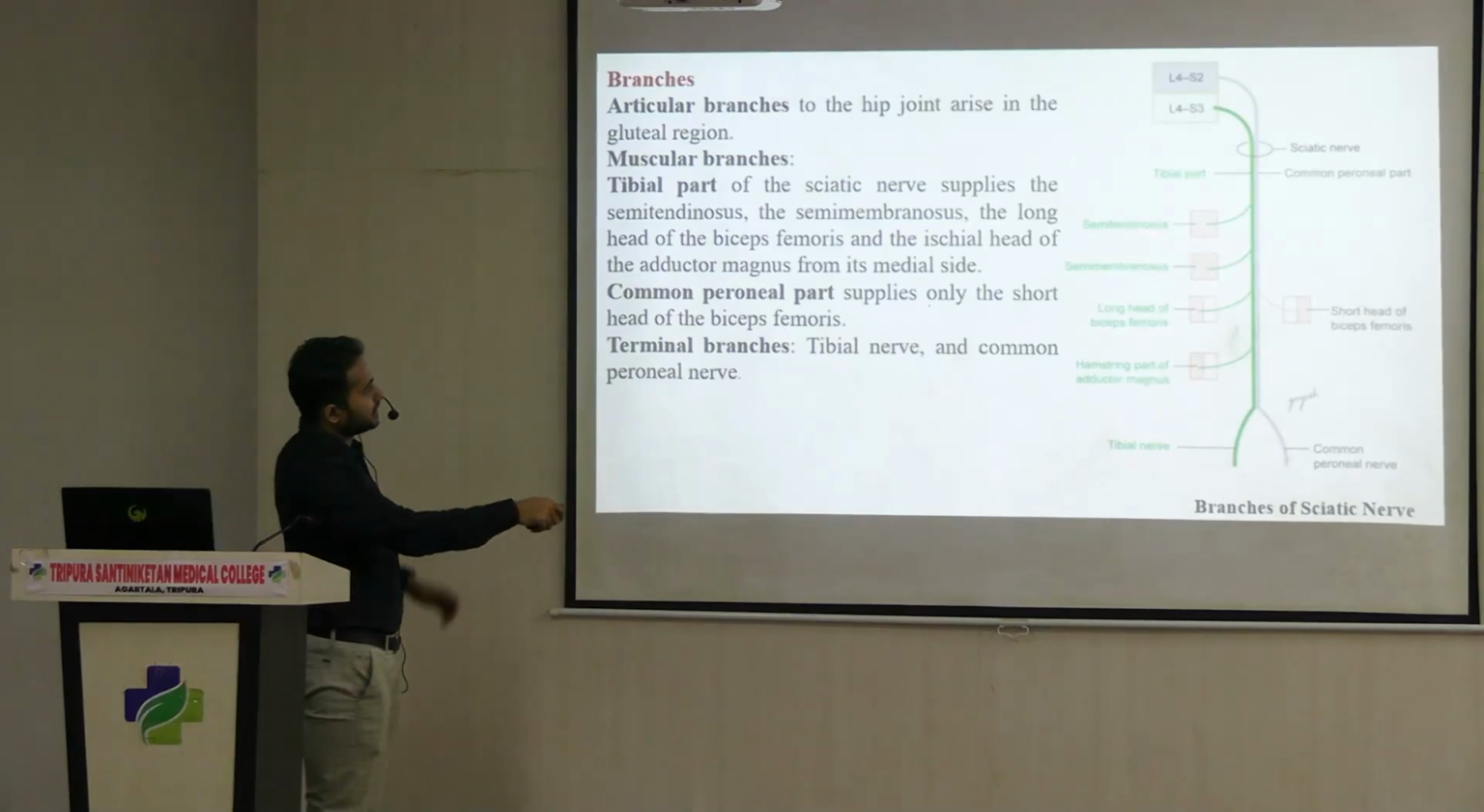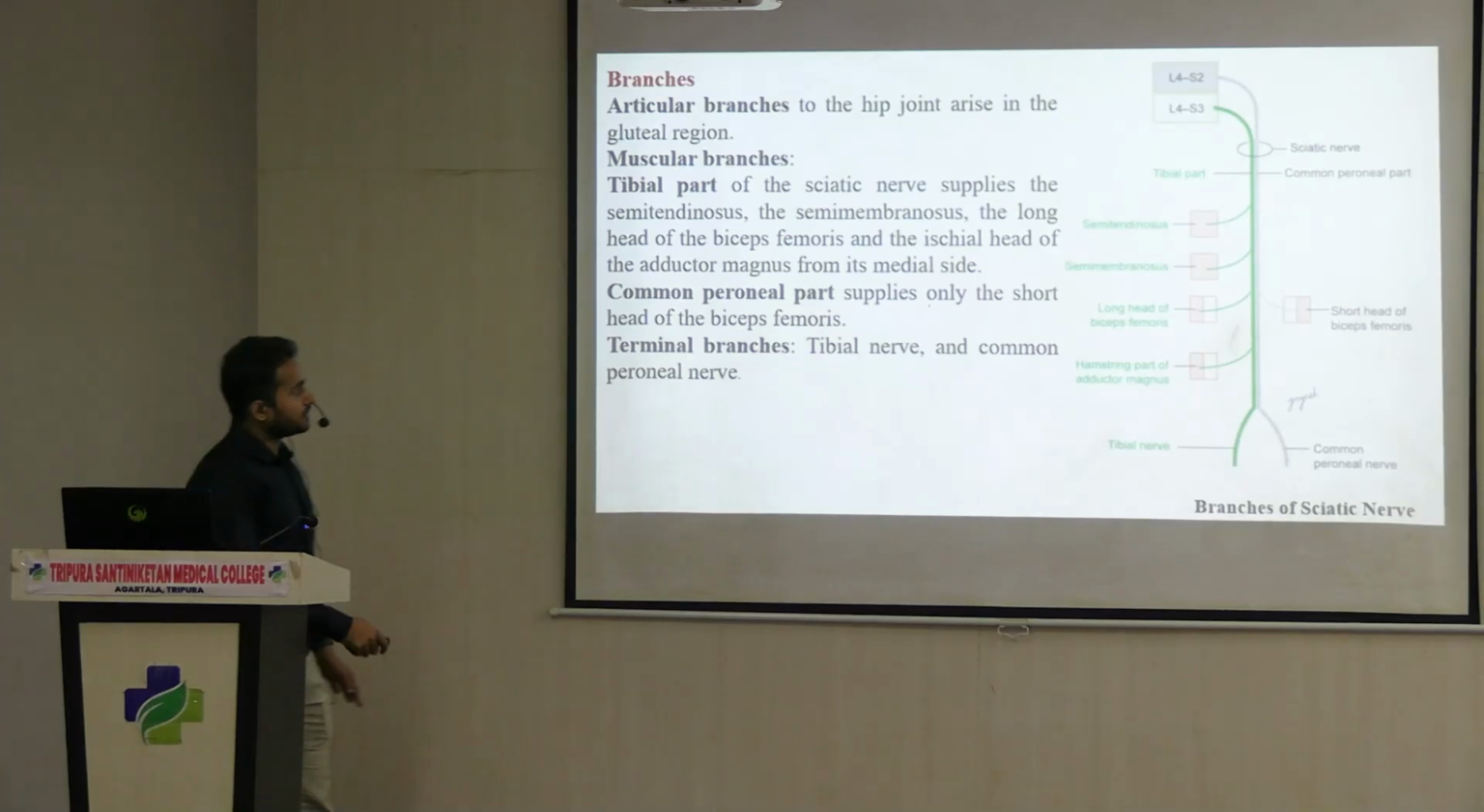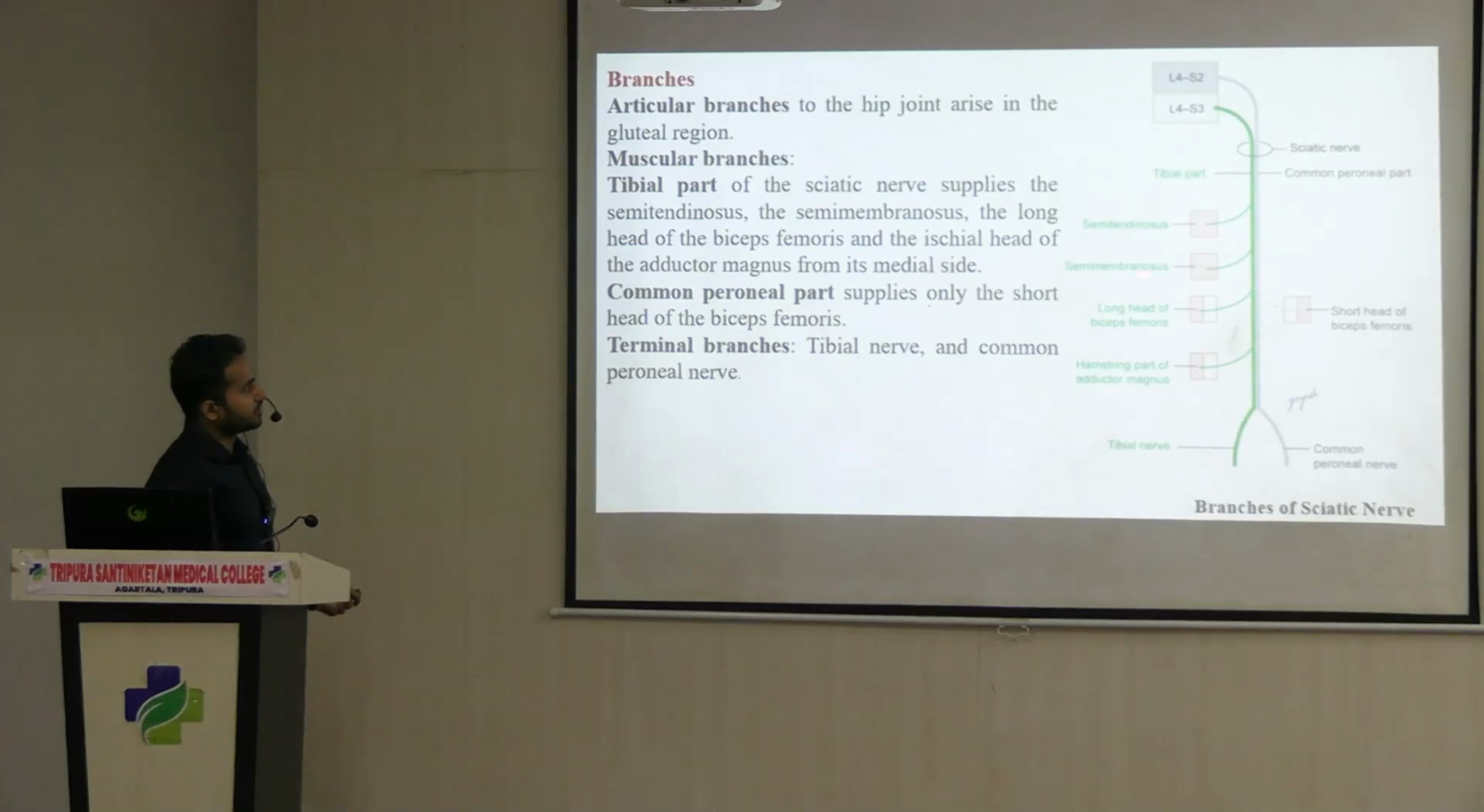So you can see in the green color it is tibial part, and in the gray color it is common peroneal part. So the muscular branches, the tibial part: you can see semimembranosus, semitendinosus, long head of the biceps, and the hamstring part of the adductor magnus. Okay, these muscles are getting muscular branch from the tibial part of the sciatic nerve, and only one muscle, that is the short head of the biceps femoris, is getting it from the common peroneal part. Or you can say common peroneal component of the sciatic nerve. That's why it is not under hamstring group.